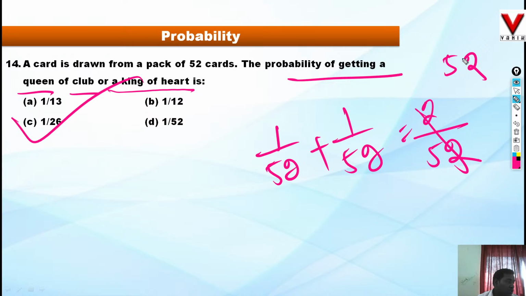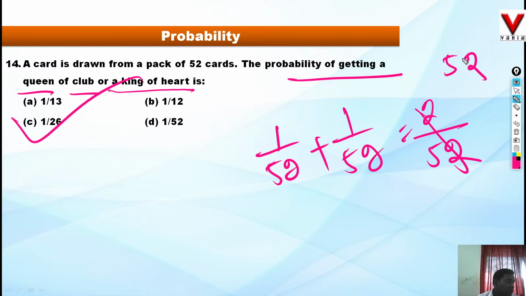Question number 15. 3 coins are tossed. Find the probability of at least 2 heads. At least 2 heads: H H H, then H H T, then H T H, then T H H. These are the 4. 4 by 8. 4 by 8 means half. Very easy question.